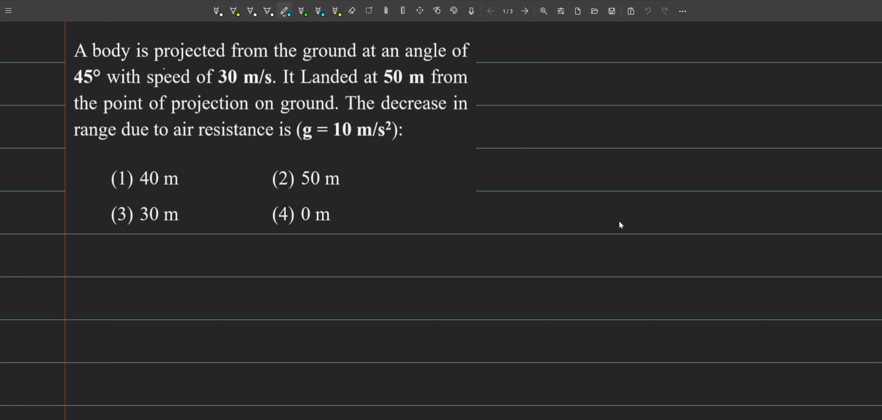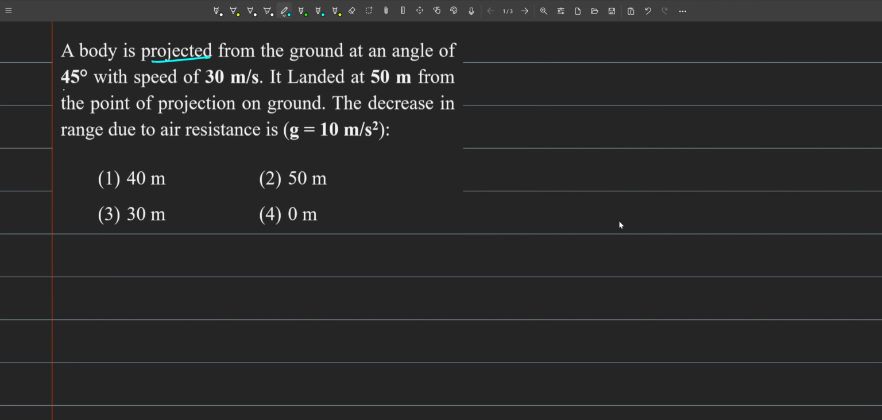Okay guys, so here we have a question stating that a body is projected from the ground at an angle of 45 degree with speed of 30 meter per second. It landed at 50 meter from the point of projection on the ground. Find the decrease in the range due to air resistance, taking g as 10 meter per second square.